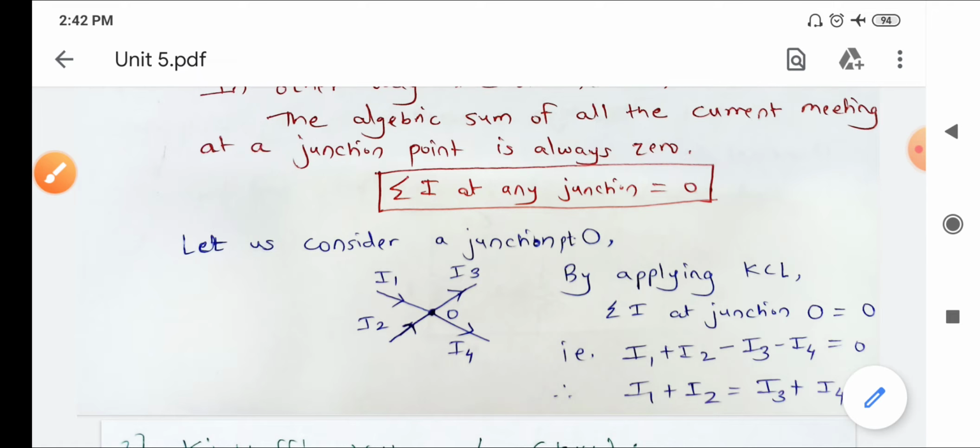So here the equation becomes I1 plus I2 minus I3 minus I4 is equal to 0, therefore I1 plus I2 is equal to I3 plus I4. Thus we have proved that the summation of I at any junction is equal to 0. Now this KCL is used for obtaining the unknown currents in a given network.